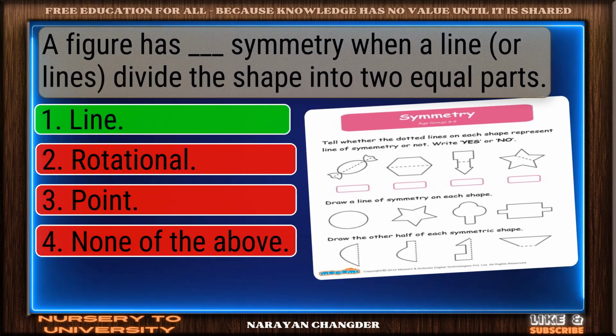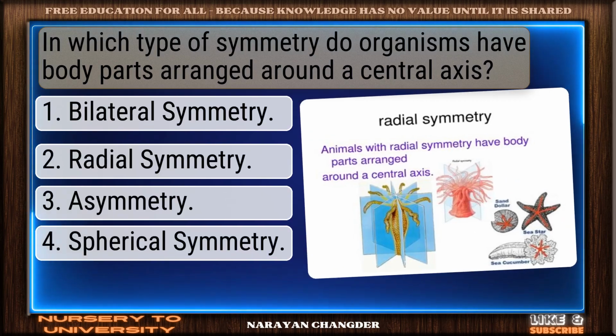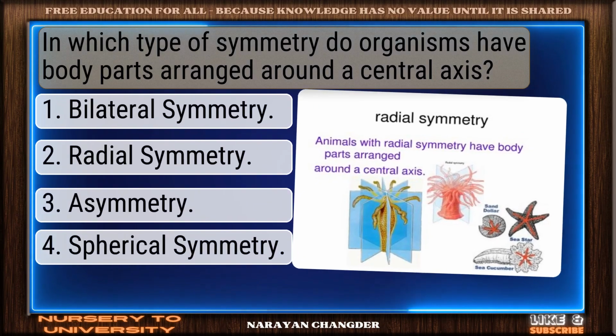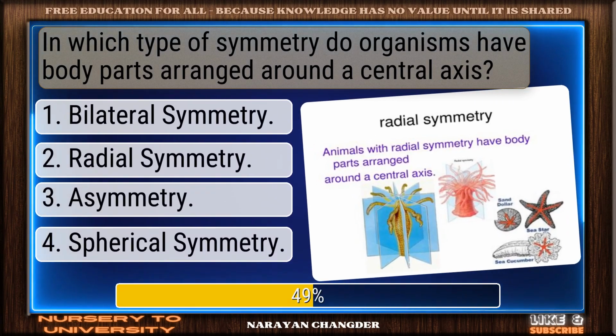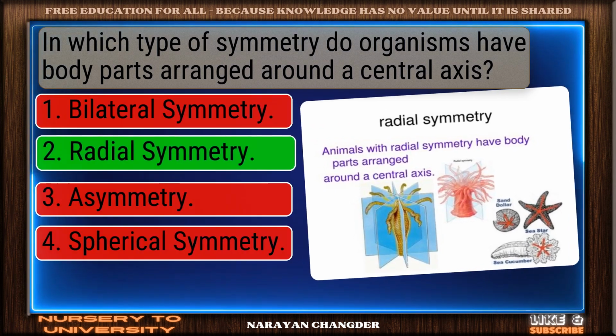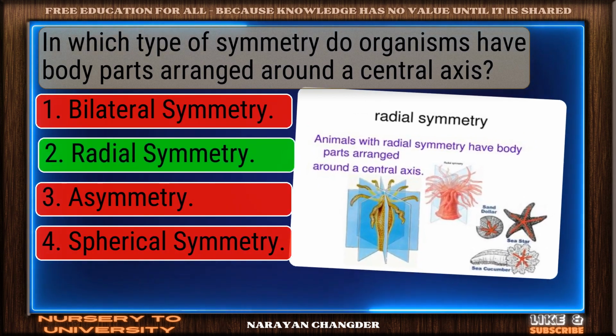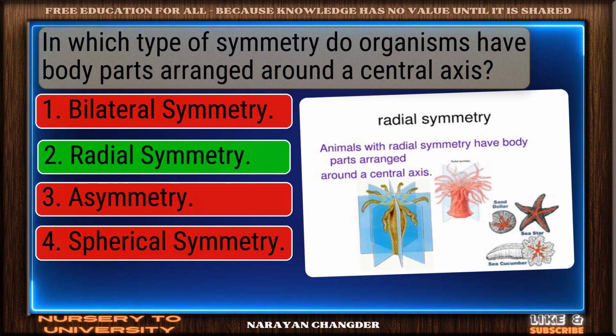Valid point. Line is true. In which type of symmetry do organisms have body parts arranged around a central axis? Nice work. You chose radial symmetry, and it is correct.